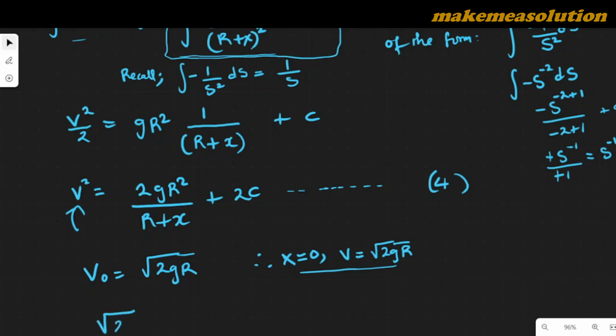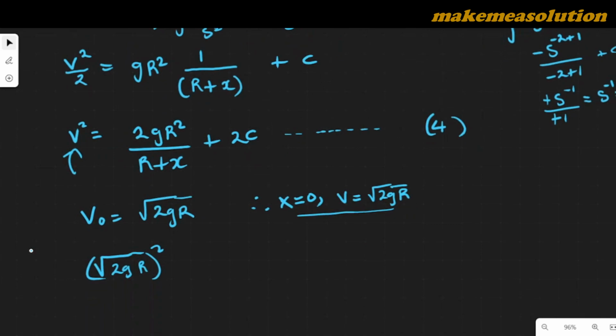So if you plug this particular initial condition into this equation 4, you will have v squared, so root 2gr squared is equal to 2gr squared. Anywhere we see x, we'll put 0, plus 0, then plus 2c. Let's just call 2c d, for instance. Let 2c be equal to d.